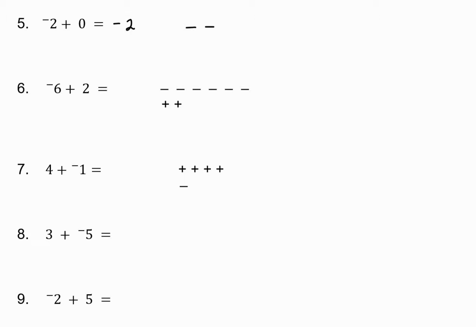So you can see I have 6 negatives here on the top row and 2 positives on the bottom row. Now what's going to happen is this negative and positive are going to pair up and cancel each other out and give me 0. This positive and negative are going to pair up and cancel each other out and give me 0. So I have 4 negatives left over, so my answer is negative 4.